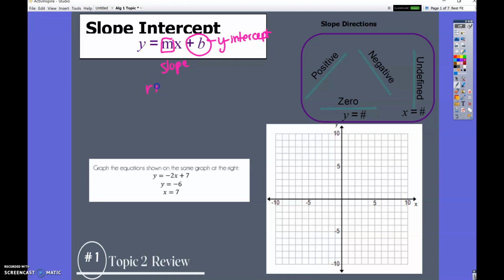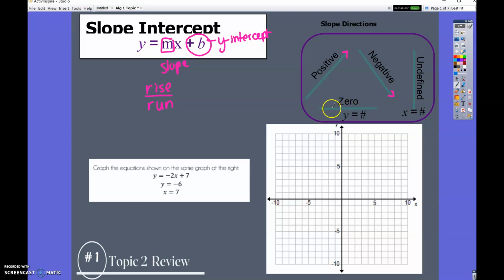Remember, fractions aren't always so bad if the slope is in a fraction, because we think of it as rise over run. Slopes, if you recall, if you're reading from left to right and it's going up, the slope is positive. If it's going from left to right and it's going down to the right, it would be negative.